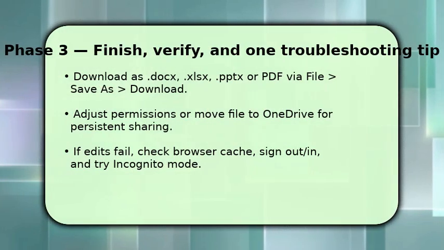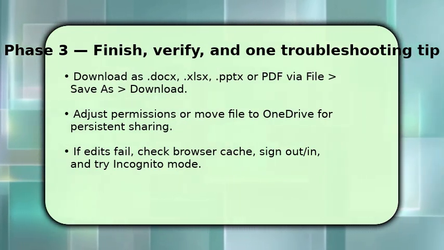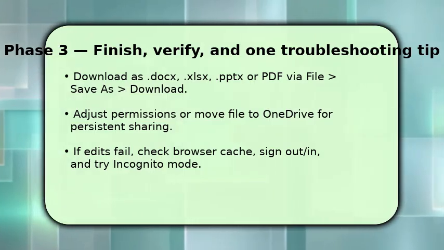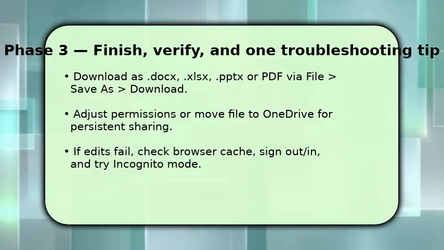Go to File, choose Save as to download DOCX, XLSX, PPTX or PDF, or move the file into OneDrive to preserve sharing links. Once done, set final permissions so recipients can access the correct version.